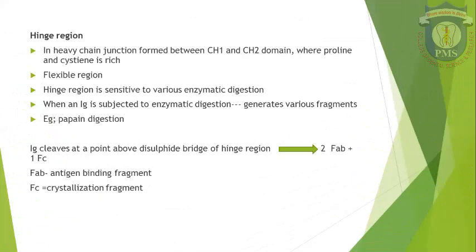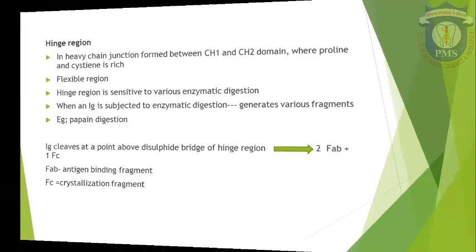Next, we will discuss the hinge region. In the heavy chain, the junction formed between the CH1 and CH2 domains, that is constant heavy chain 1 and constant heavy chain 2, is rich in proline and cysteine, and that region is called the hinge region. It's a flexible region. It is sensitive to various enzymatic digestion. So when an antibody is subjected to enzymatic digestion, it will generate various fragments. An example is papain digestion. If an antibody cleaves at a point above the disulfide bridge of the hinge region, it produces 2 Fab regions and 1 Fc region. That is, Fab means antigen binding fragment and Fc means crystallizable fragment.